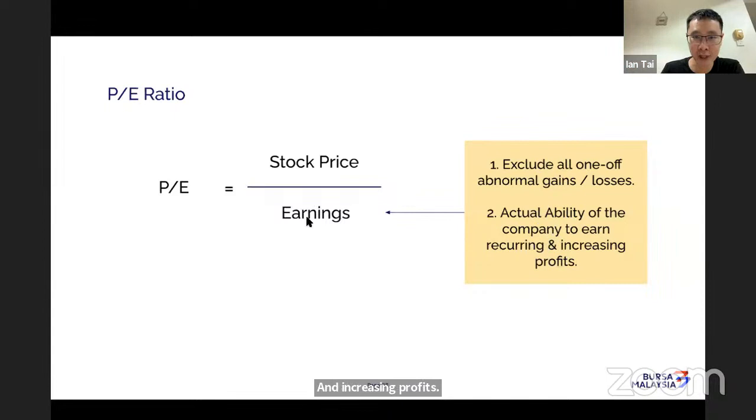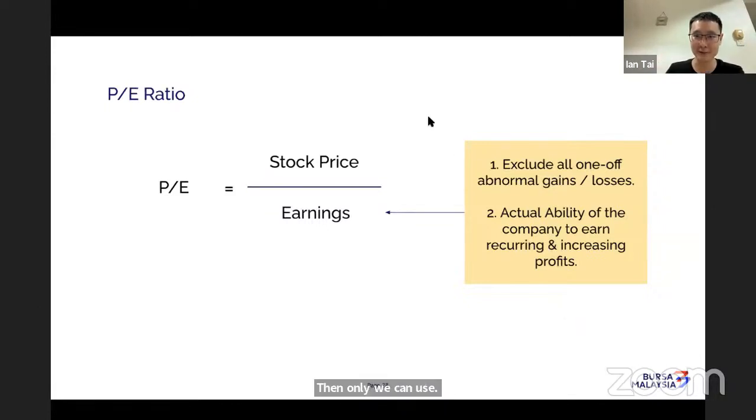when it comes to earning recurring and increasing profits. Which means to say, if you find out that the company is making 100 million ringgit in the latest financial report, the question to ask is, can the company continue to make 100 million or more in the future? That is what we are thinking. That's why, going back to the first one, if this 100 million ringgit is inclusive of one-off gains, we remove it. And last but not least, the third one is that you have to look at operating cash flow. As long as the company is continuously growing its earnings, its operating cash flow should be positive and continue to grow. If it fulfills all these factors, then only we can use PE ratio.